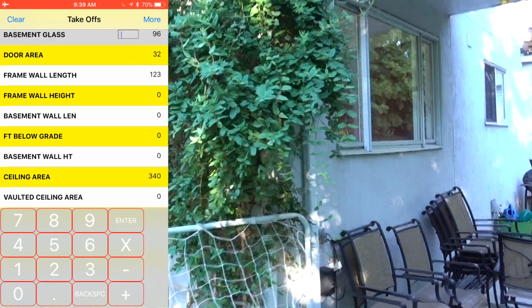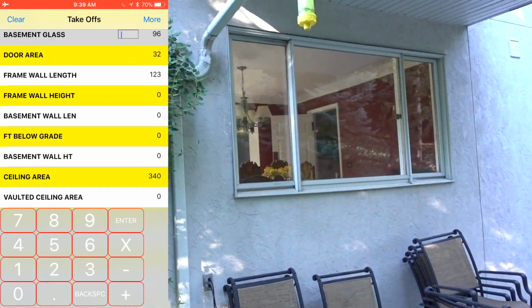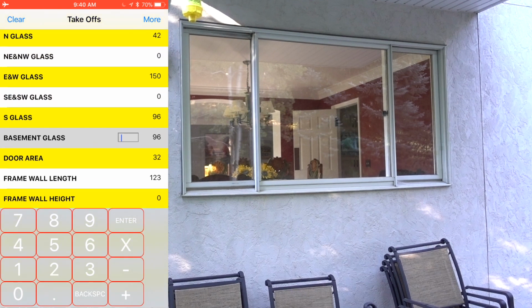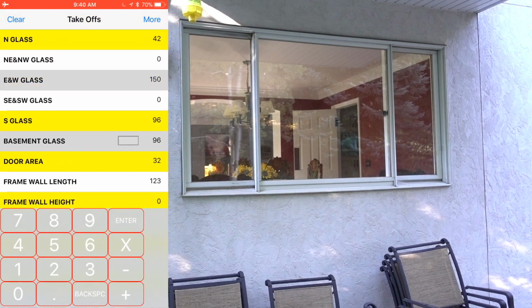Okay, now I'm walking around to the east side. So I'm on the southeast corner, looking at a 7 foot by 4 foot window on the east side. 7 times 4 plus.